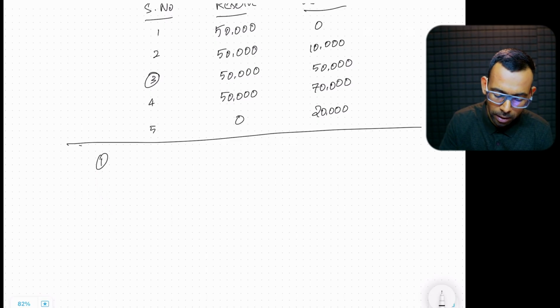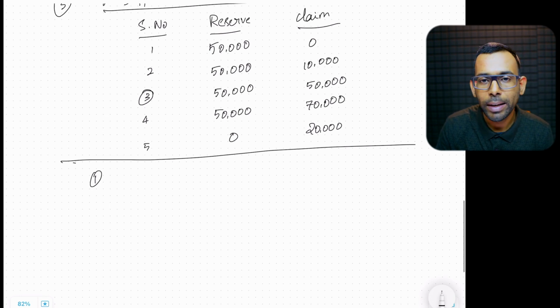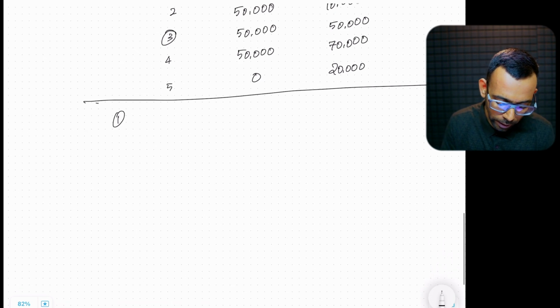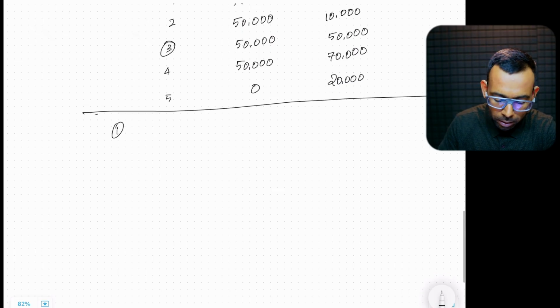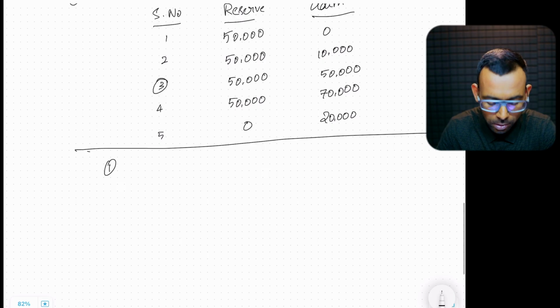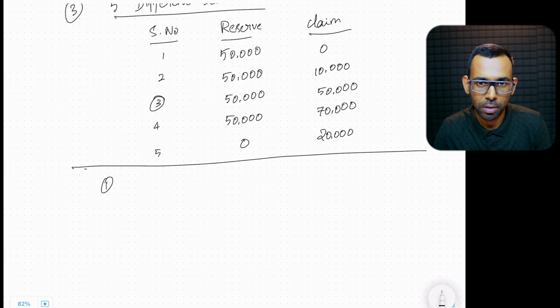The first scenario is where the reserve is 50,000 rupees, but there is no claim amount. How to write the journal entry for this? You will not be given a question like a tabular column of reserve is 50, claim is 0, now write workman reserve. No.